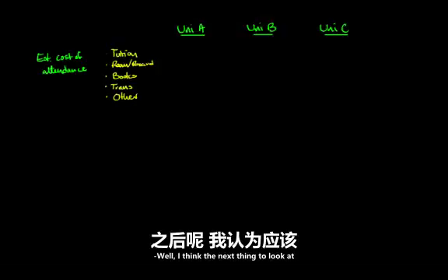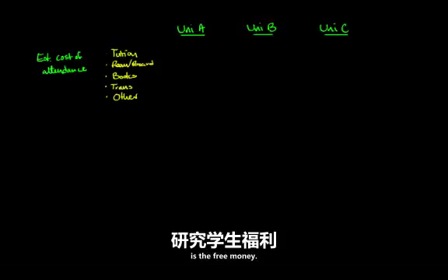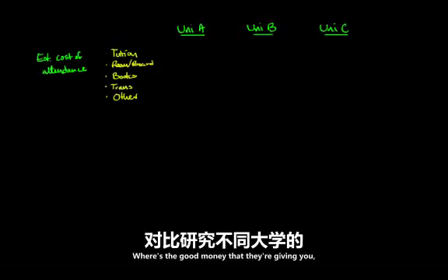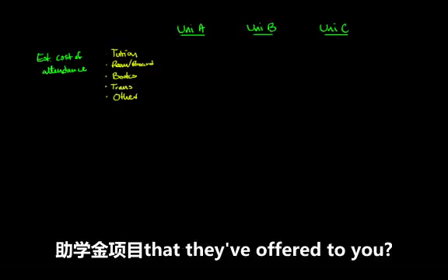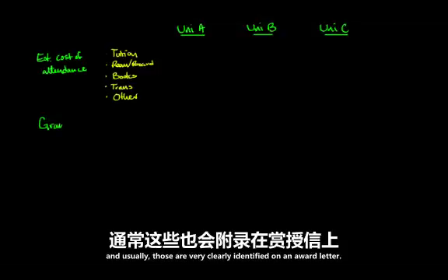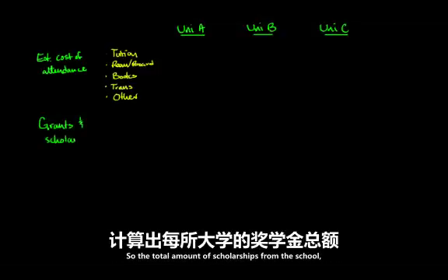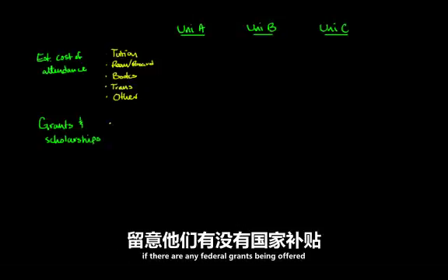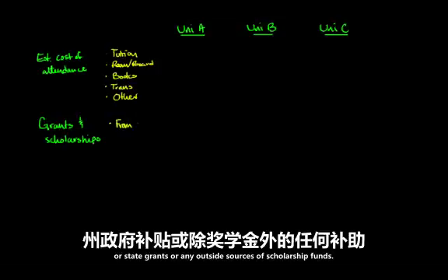Well, I think the next thing to look at is the free money. Where's the good money that they're giving you, that they've offered to you? So you're going to want to look for any grants and scholarships, and usually those are very clearly identified on an award letter. So the total amount of scholarships from the school, if there are any federal grants being offered or state grants, or any outside sources of scholarship funds.